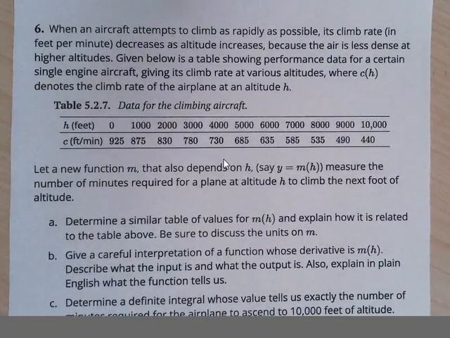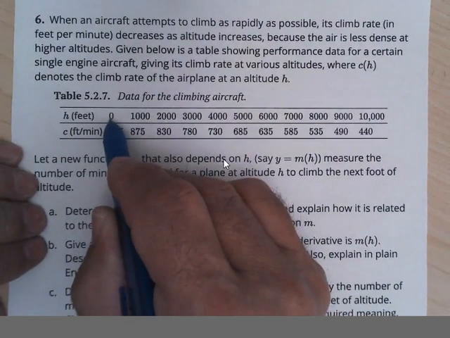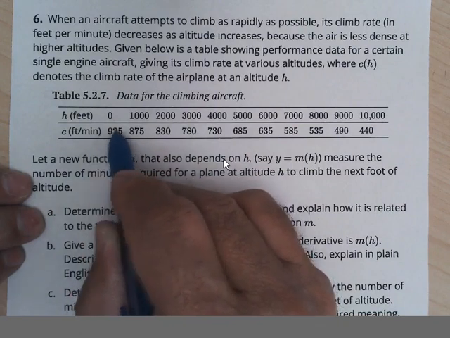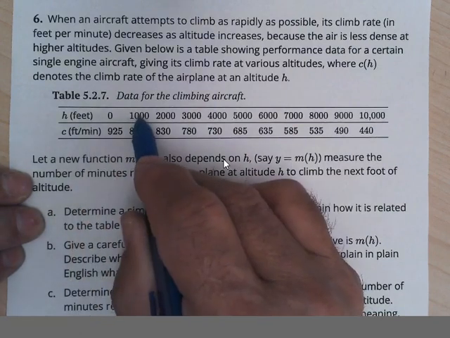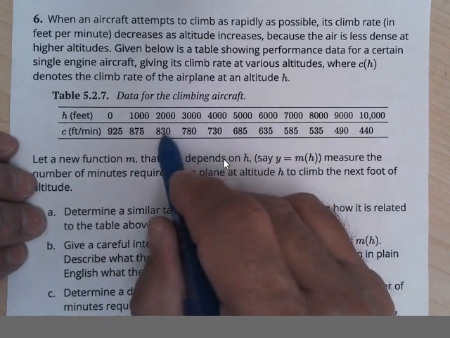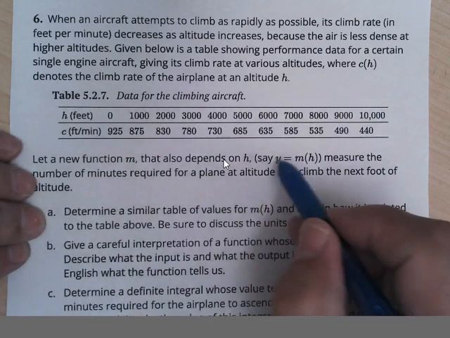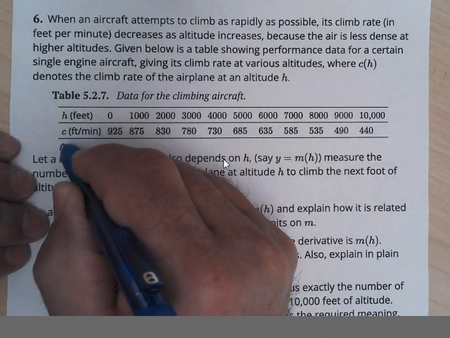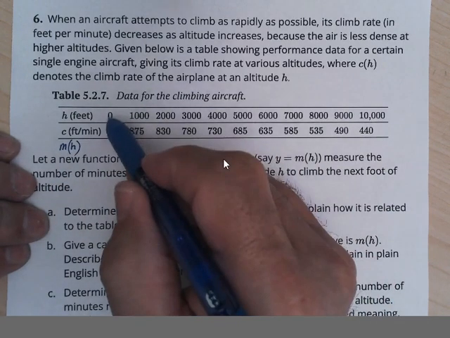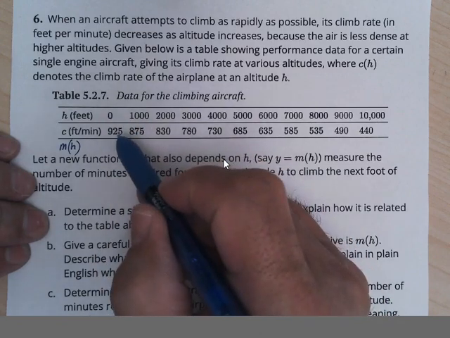Okay. And finally, this one. When it's at a height of 0, it's climbing at 925 feet per minute. When it's at 1,000 feet, it's climbing fewer feet per minute, and so on. And they ask us to write this function, how many minutes to climb depending on the height. So if you're at a height of 0, how many minutes does it take to climb 925 feet?